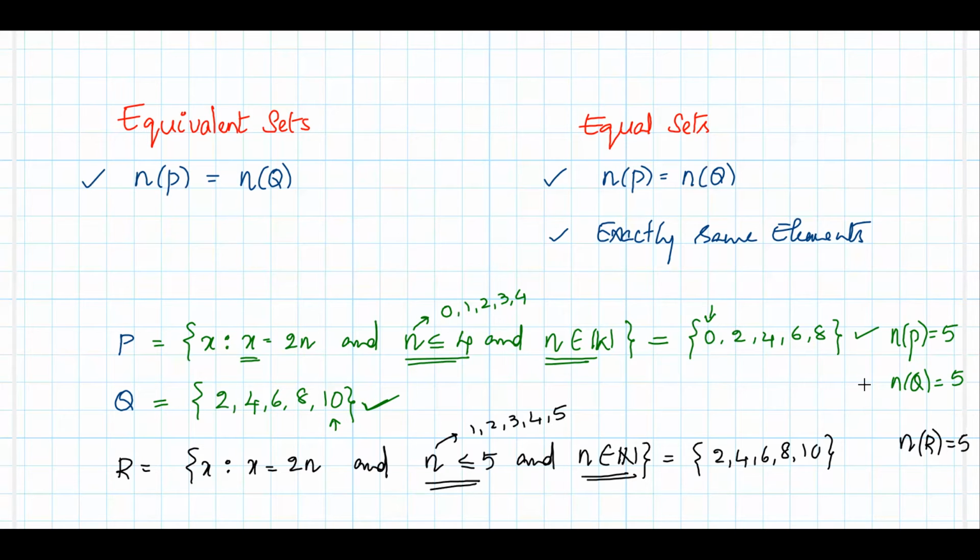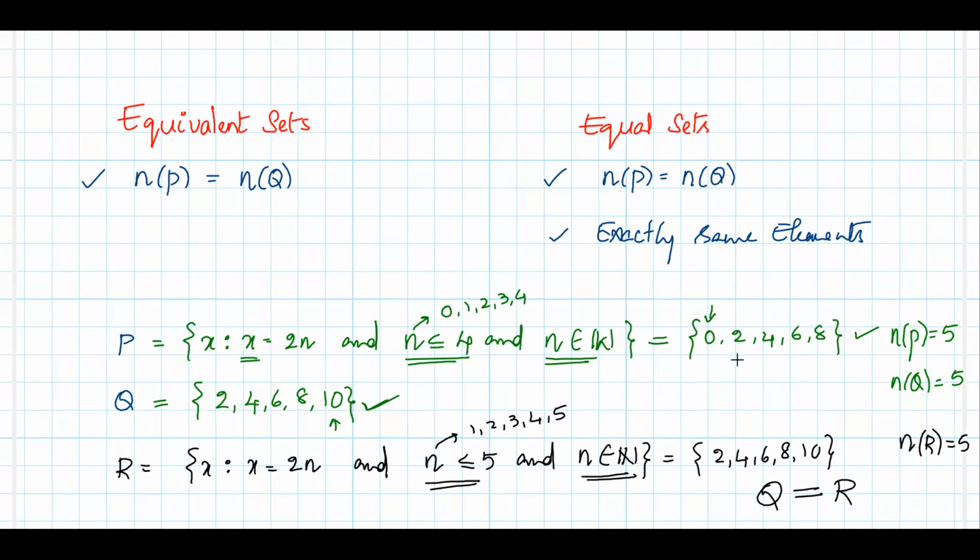But when you're talking about equal sets, P and Q are not equal, that we already understand. What about Q and R? The elements in Q are 2, 4, 6, 8, 10, and the elements in R are also exactly 2, 4, 6, 8, 10. So that's enough to say that these two sets are equal sets. Yes. So Q and R are not just equivalent, they are equal sets. Agree? So when two sets are equal, we present it this way: Q is equal to R.